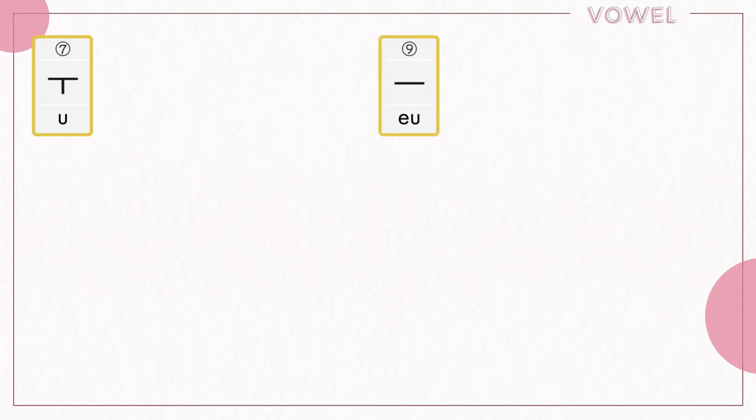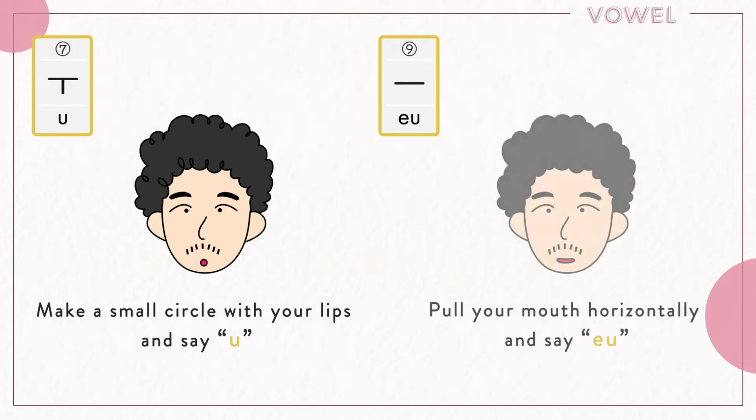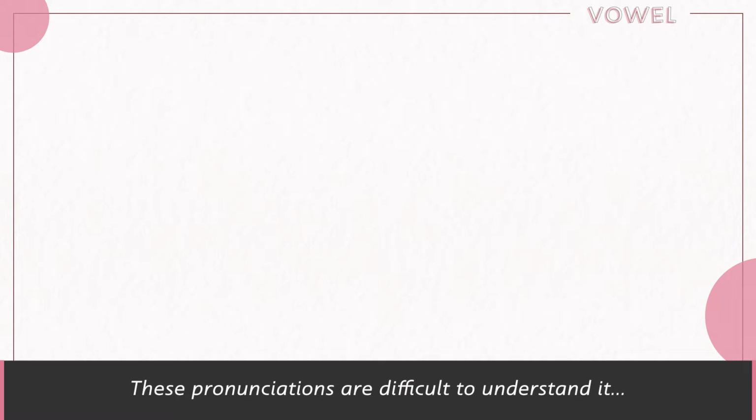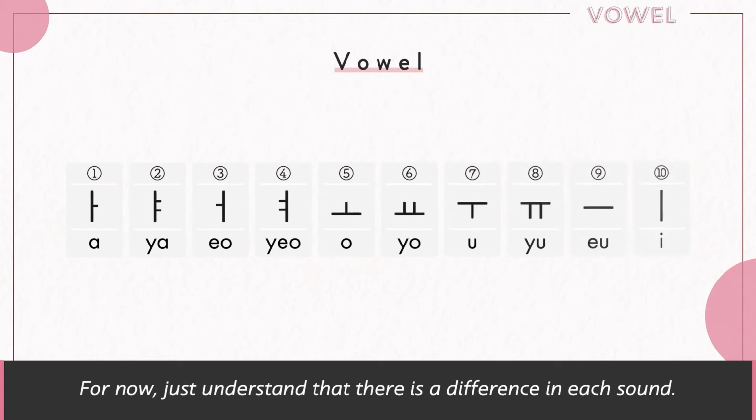Next is the seventh vowel, u, and the ninth vowel, u. To pronounce this seventh vowel, u, make a small circle with your lips and say u. And to pronounce this ninth vowel, u, pull your mouth horizontally and say u. It is difficult to understand for English speakers, so watch this video a few times. For now, just understand that there is a difference in each sound.